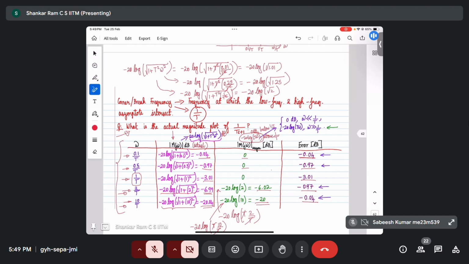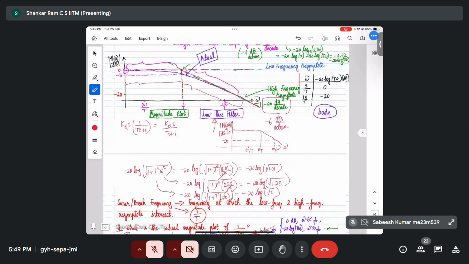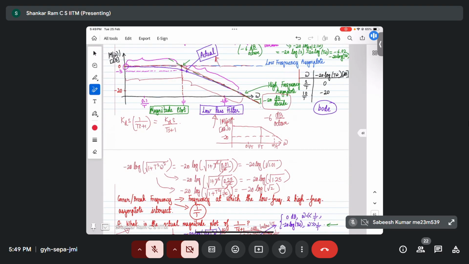In fact, if you try to plot the Bode plot of 1 by Ts plus 1 in MATLAB, you will see a non-linear curve, which I have labeled as actual. You won't get this asymptote at all. So now we have this particular facility, right? But previously, when these computing facilities were not available, people used to use these asymptotes to get the first cut approximation. So that is the context.